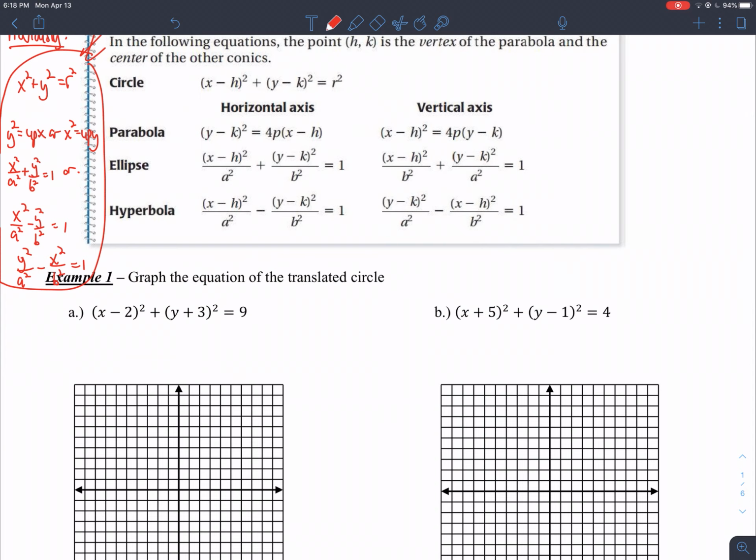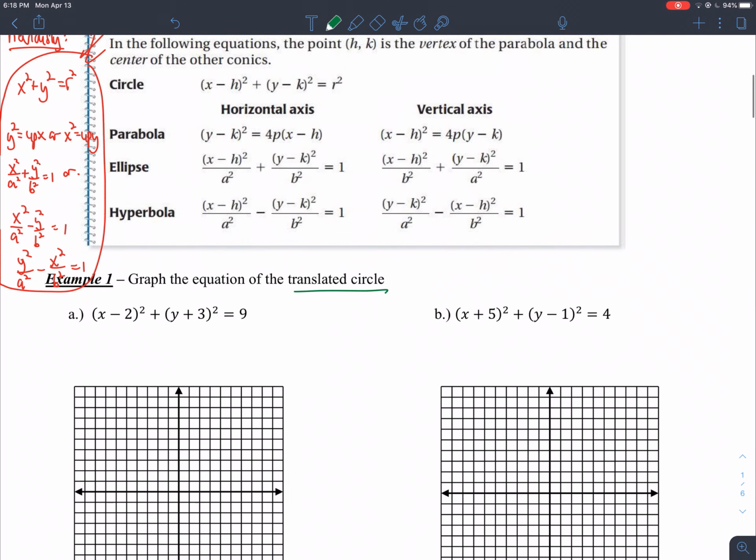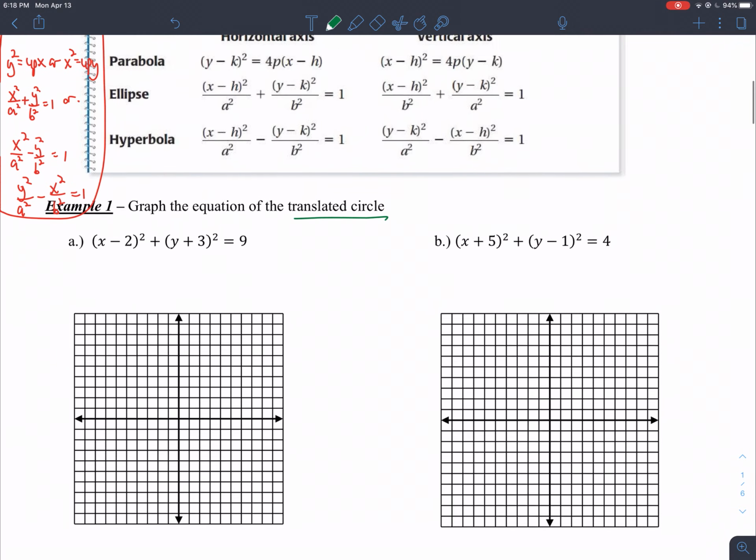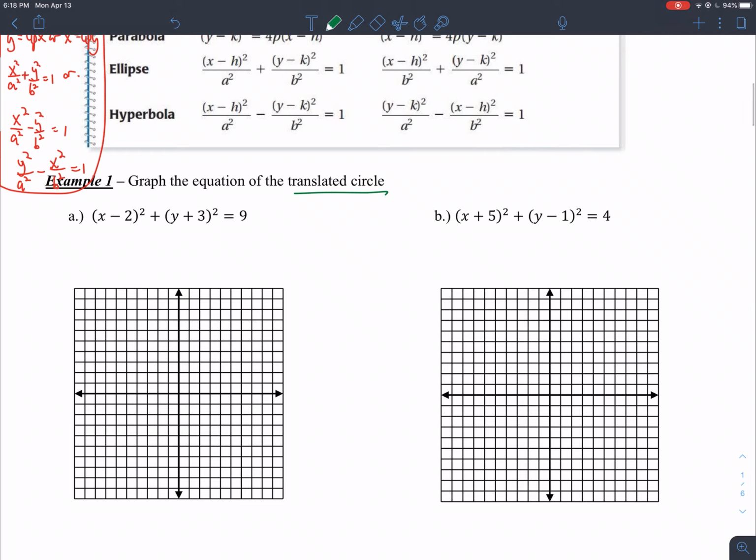Example 1 says graph the equation of the translated circle. This is very simple. I'm not going to do 2. I'll just do 1 and we'll move on. So the way you do this is you identify the center. Remember, the center or the foci or the vertex or all those kind of things are super important for conic sections. All of them do really have a center, and then they have the other features of the conic section. So the center is where you start.